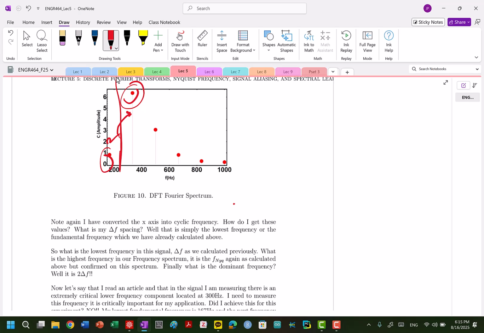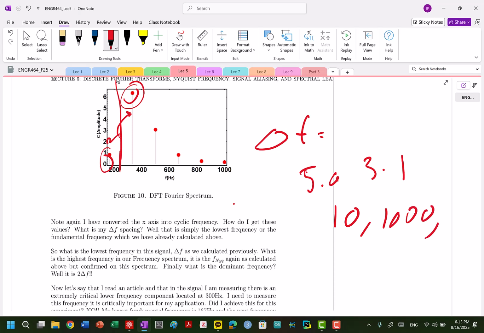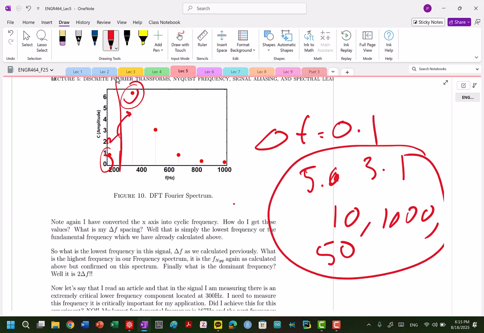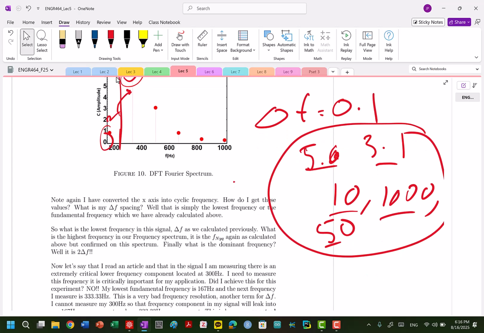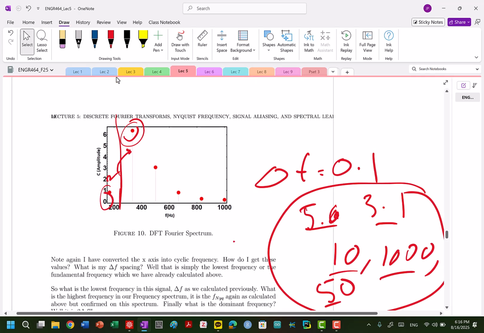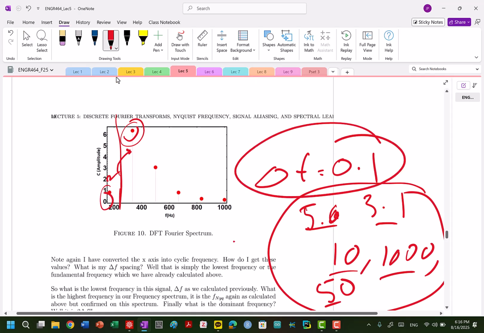So depending on the resolution of the frequencies that you need to measure, you really have to control delta f and make that as small as possible. So for example, if I know in my signal I have signals at 5.6, 3.1, 10, 100, and 50, and I want to hit all these signals, I need to have a delta f of at least 0.1, right? Because then that'll allow me to hit all these different signals. So signal aliasing is critical. It's critical to control your delta f and thus your N delta t, because that is delta f.